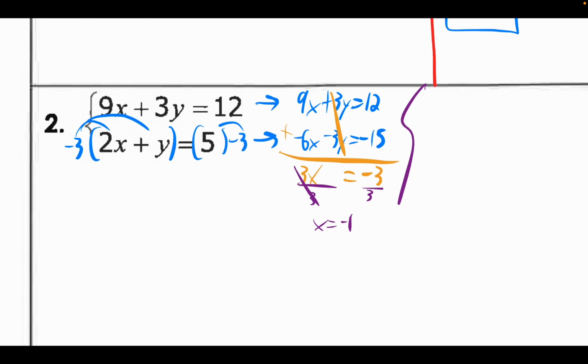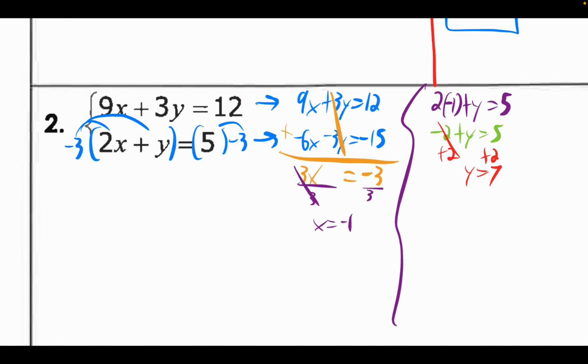Now I can plug that into any of my equations, and I'll pick this bottom one here because the numbers are the smallest. And I get 2 times -1 instead of 2 times x, plus y equals 5. So that's -2 plus y equals 5. Add 2 to both sides, and I get y equals 7. And so now I have (-1, 7) as my answer.